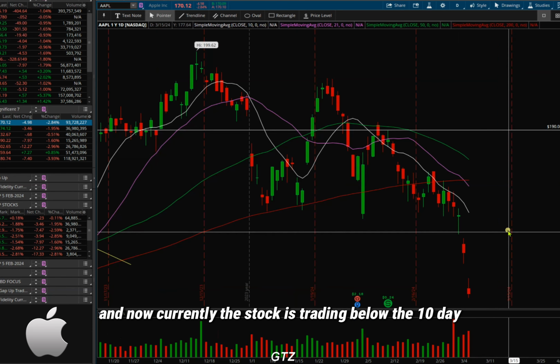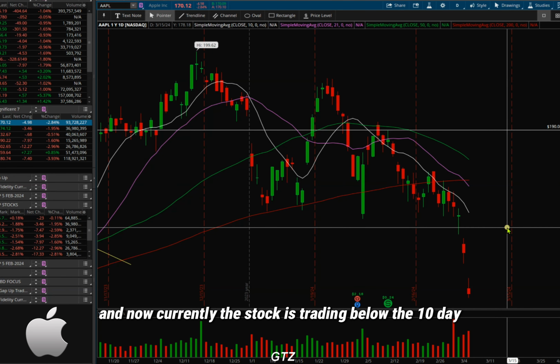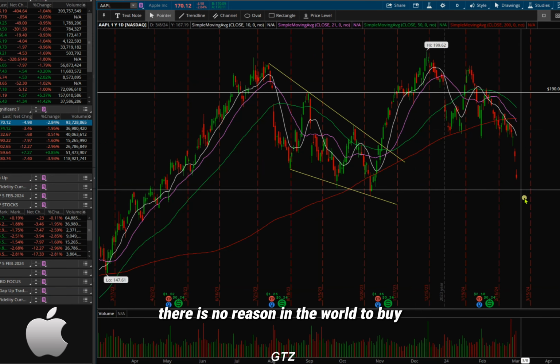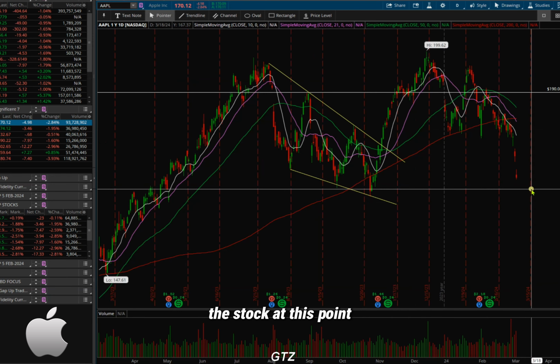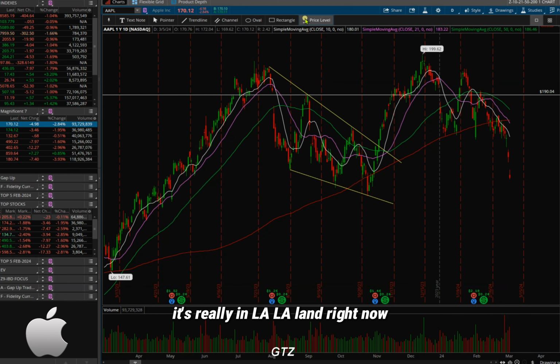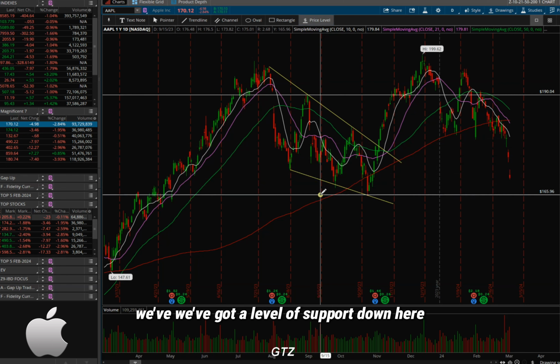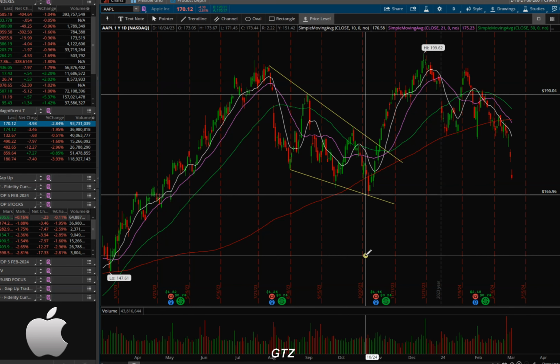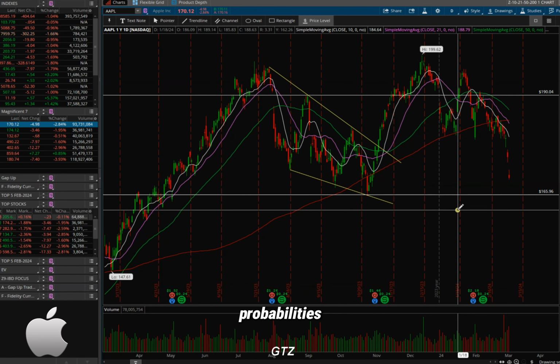And now currently the stock is trading below the 10-day, the 21-day, the 50-day, and the 200-day moving average. There is no reason in the world to buy this stock at this point. The stock is broken down. It's trading below its averages. It's really in la-la land right now. We've got a level of support down here, but you can use technical analysis to give you guidelines of areas of potential buying points, selling points, and probabilities, and that will complete our analysis of Apple.